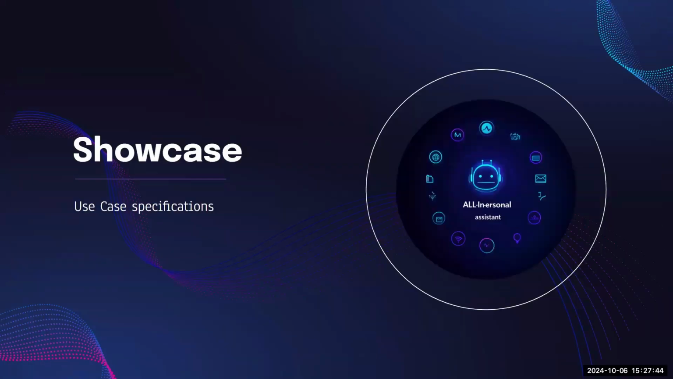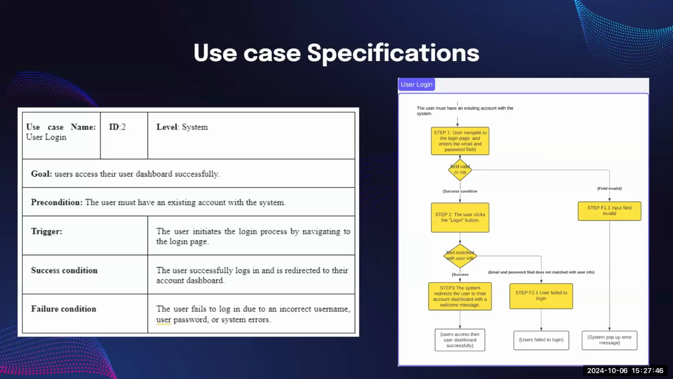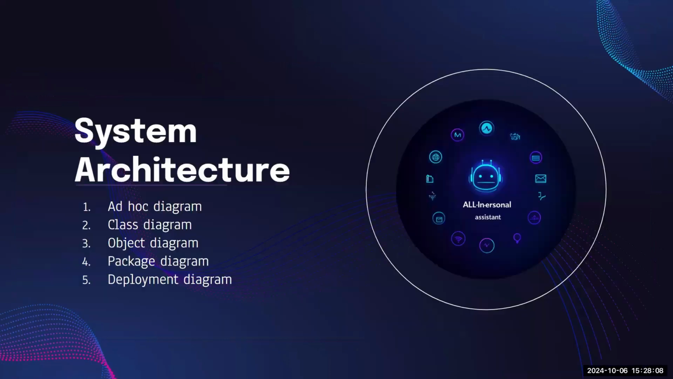Okay, I will give a brief showcase. The use case specification diagram clearly visualizes how stakeholders communicate by modeling system behavior. It identifies the actors involved and their interactions. For example, this user login diagram illustrates a user login scenario, showing how users interact with the system during the login process. Okay, let's move to the next part.